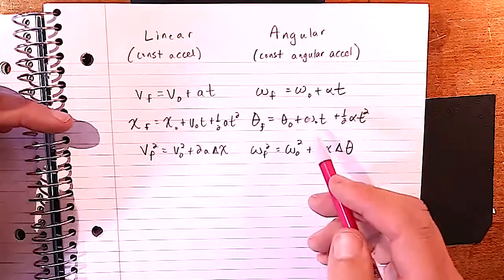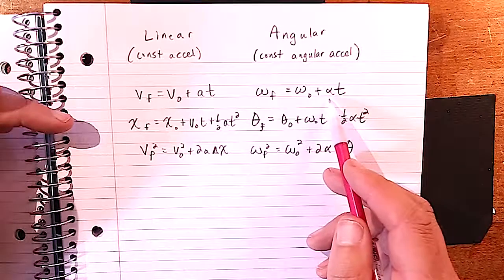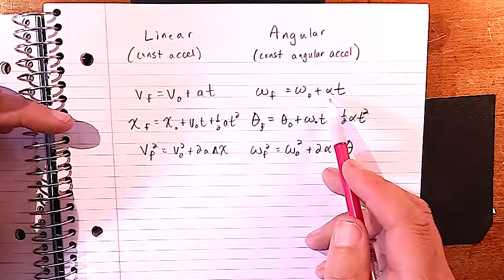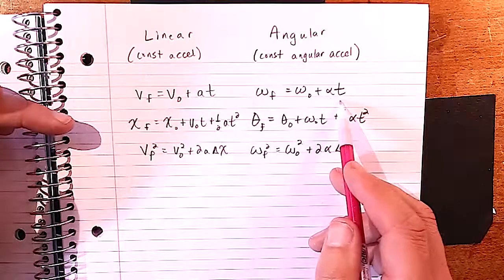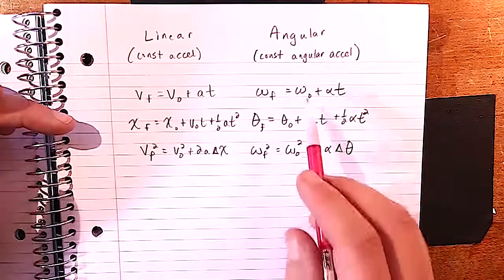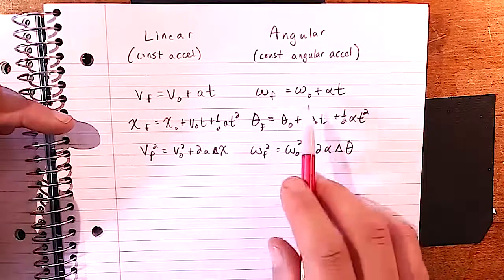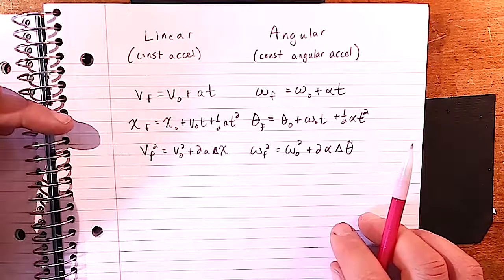In other words, if we have a disk that's spinning and it's angularly accelerating, it's spinning faster and faster, we can find out how fast it's spinning sometime later. And we can use these different formulas to solve different problems depending on what we're given.